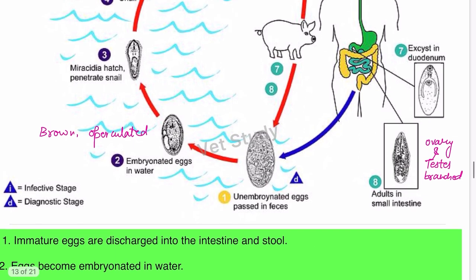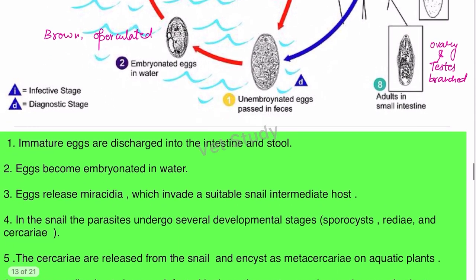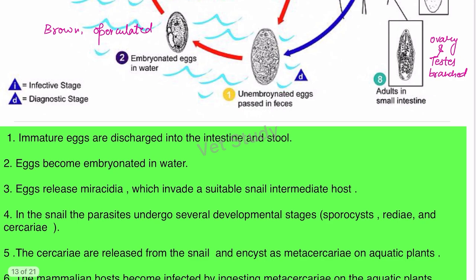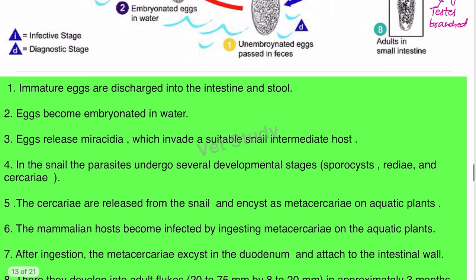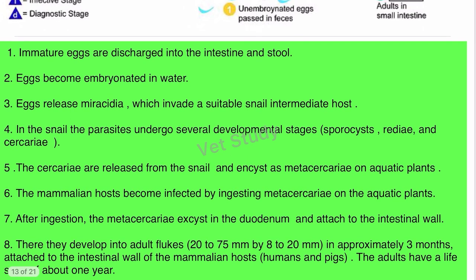Immature eggs are discharged into the intestine and stool. Eggs become embryonated in water. Eggs release miracidium which invades a suitable intermediate host. Inside the snail, our developmental stages will occur. Cercaria will be released and the mammalian host will be affected here. The metacercaria will form from here.